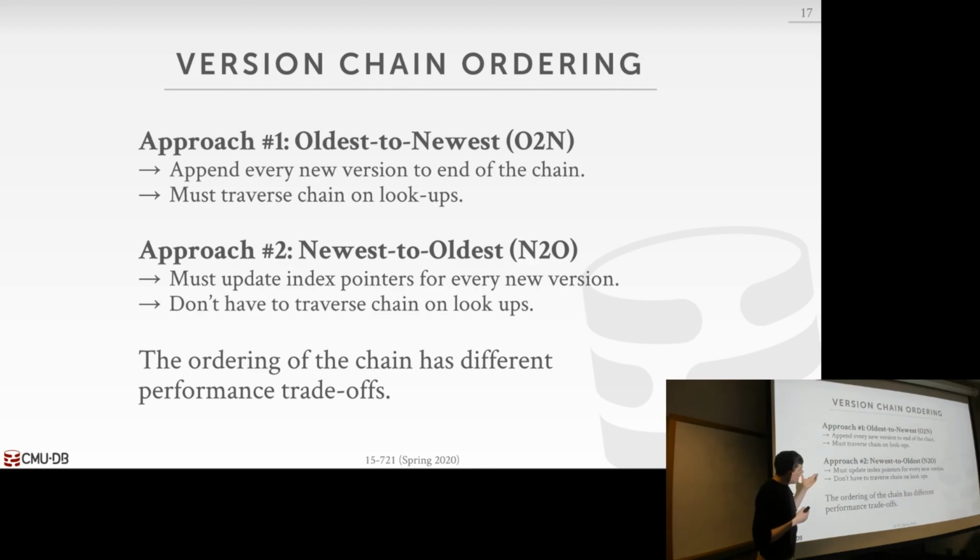Again, I'm not saying one is better than another. In most cases, newest to oldest probably is the better way to go, because most of the time, most transactions, most queries want the newest version. Depending on how you do garbage collection, or if you have queries that look at old data, this actually may be better.